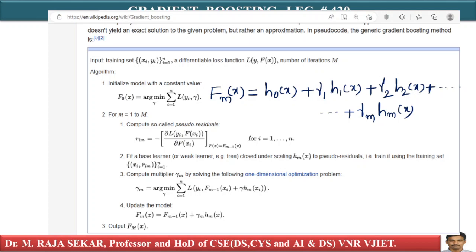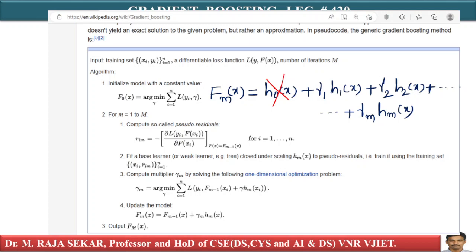We got h naught done, isn't it? Yes, we got h naught. If I keep m equal to 1, we compute h1. We have to compute gamma 1. When m equal to 1, we can calculate h1.